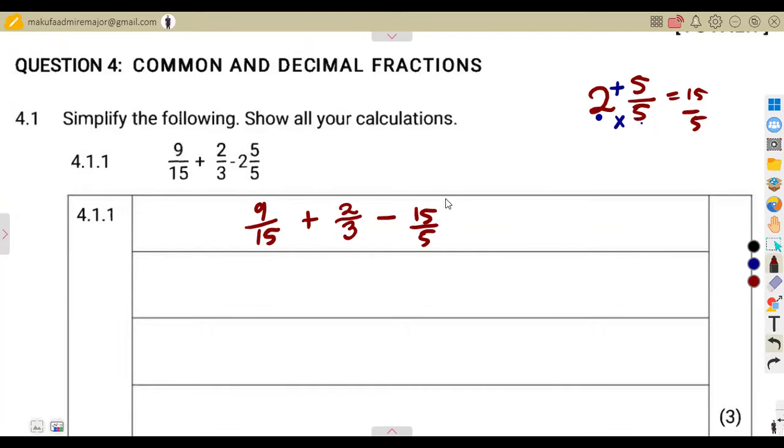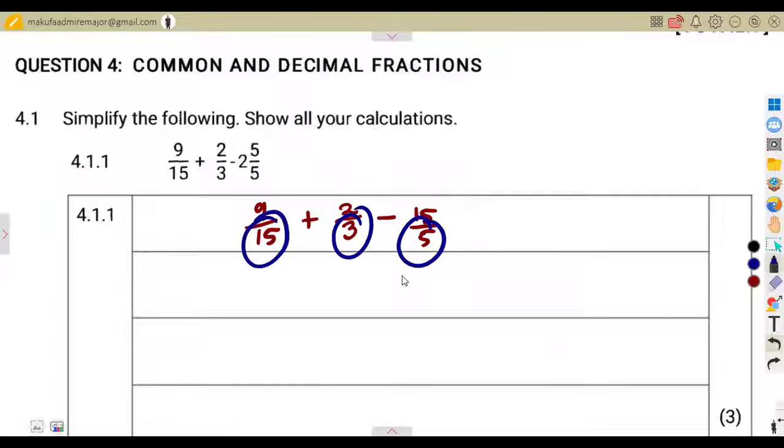All right. We are supposed to add, then subtract. But in order for us to do this, we must have the same denominator so that it can be easier for us to add. So you ask yourself, what is the LCD of these denominators? What is the lowest common denominator? Which is the lowest common multiple of 15, 3, and 15? You see that it's 15. 3 times 5 is 15.